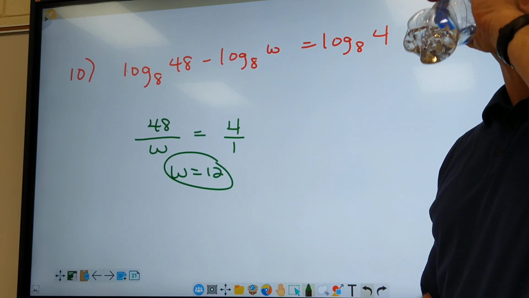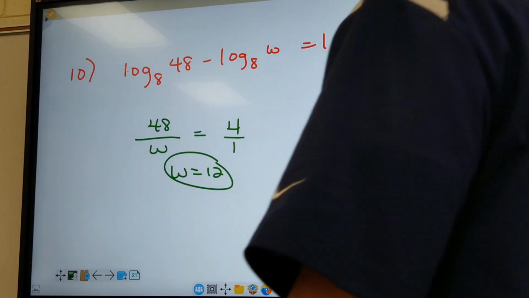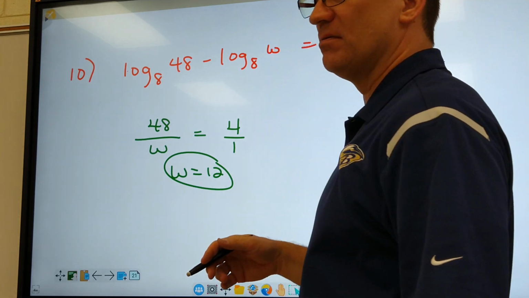So a negative log doesn't matter? As long as when you plug it back in, no, it doesn't matter.